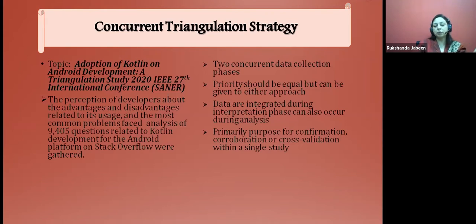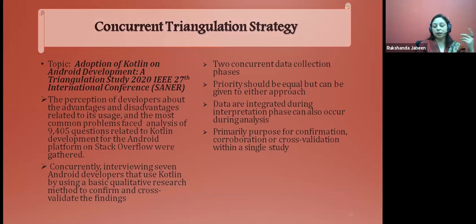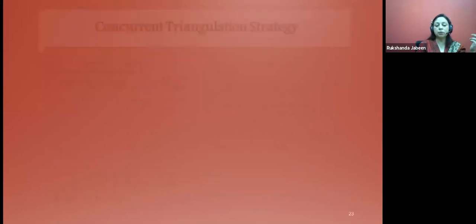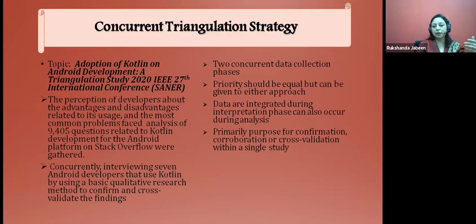There were 9,205 questions related to Kotlin development for the Android platform. They were gathered and then analyzed. It was going on simultaneously. The data was gathered, the interviews were being conducted and analyzed, and then at the end it was reported, and the interpretation was done for the study's conclusion.